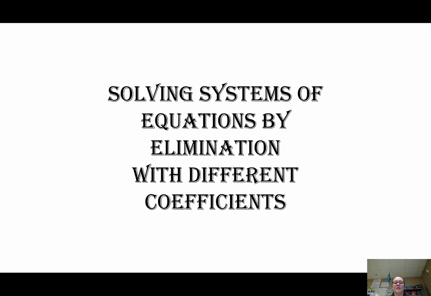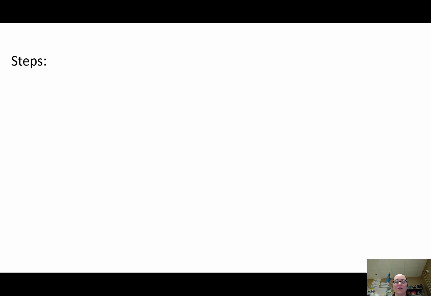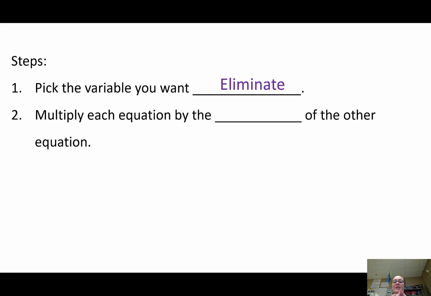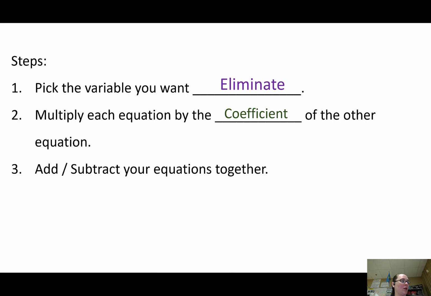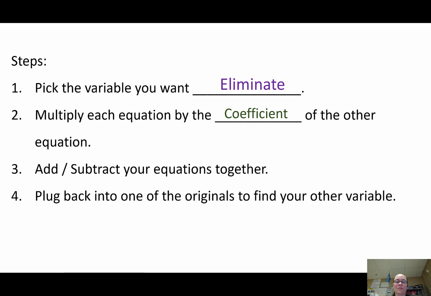Okay, so we're going to solve systems of equations by elimination, and this time we're going to look at when we have different coefficients. So first thing we want to do is pick which variable we want to eliminate. Once we've decided which variable we're eliminating, we can multiply by the coefficient of each equation. This will get us the same number on both equations, so that way we can eliminate. From there, add or subtract based on whether same sign or opposites. And then we plug back in to find our other variable.